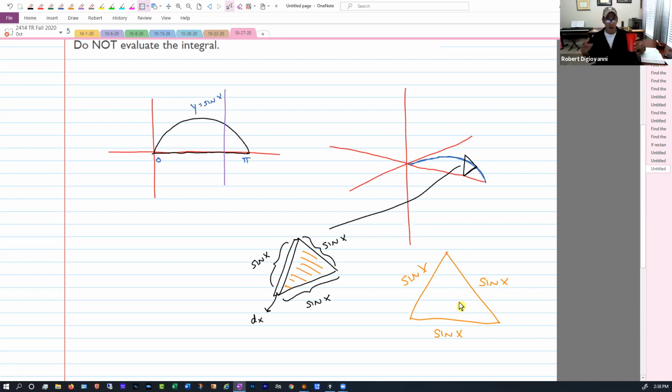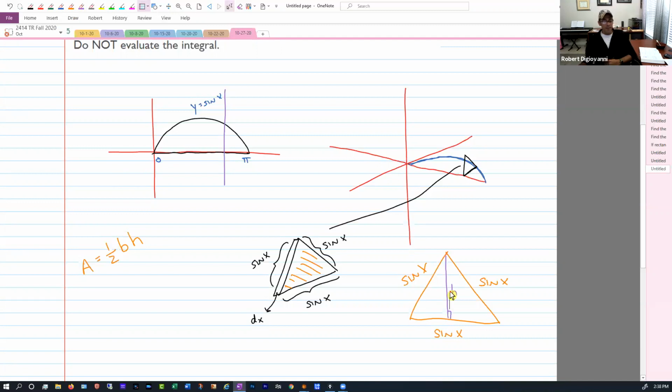Well, area is 1/2 base times height. Right, area of a triangle is 1/2 base times height. But that doesn't really help me because I don't know the height of this triangle. The height is the distance from here to here. Right, that right there is h, and I'm not given that.